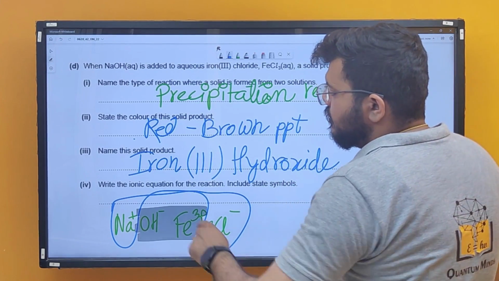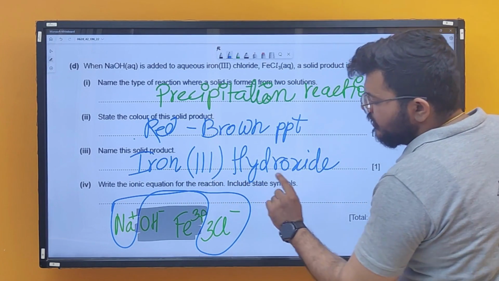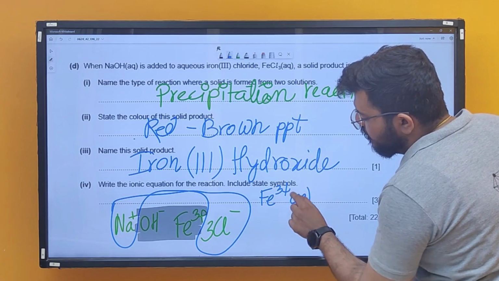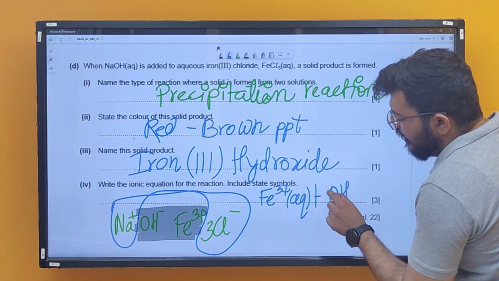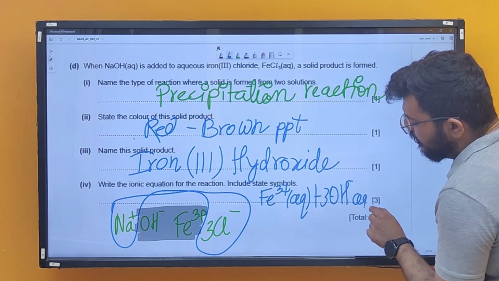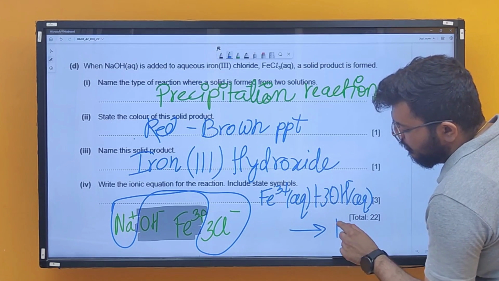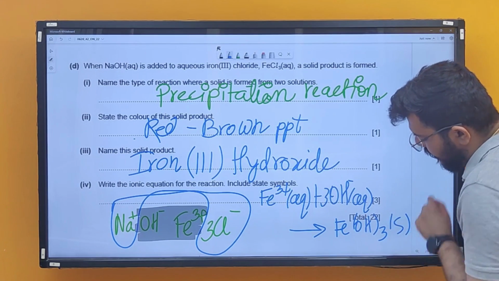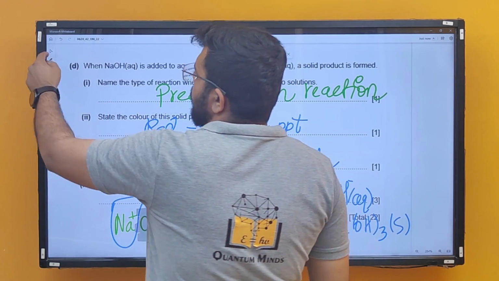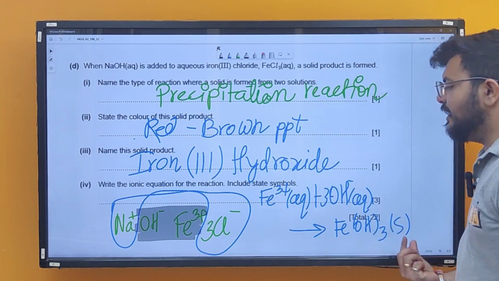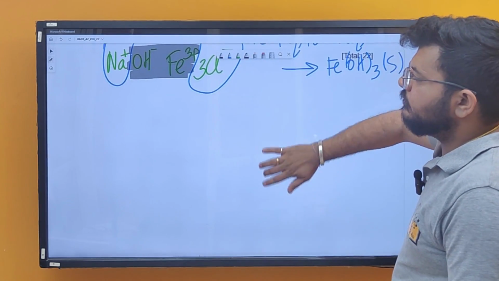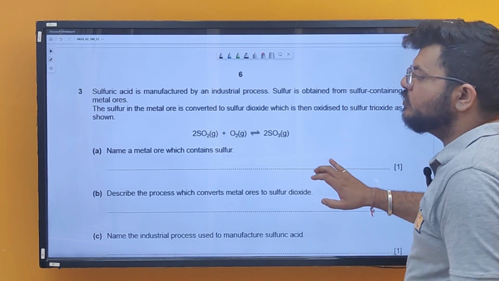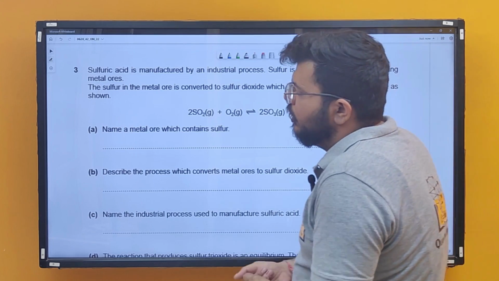Write the ionic equation for the reaction, include state symbols. I will write what happens. Iron 3 plus was very happy existing as aqueous. OH minus was very happy also existing as aqueous. They met and form Fe(OH)3, which is solid. And we are not happy because we are getting these kind of questions. So Fe(OH)3 solid. That is the ionic equation. Ions cease to exist. These two ions are not ions anymore in the solution.